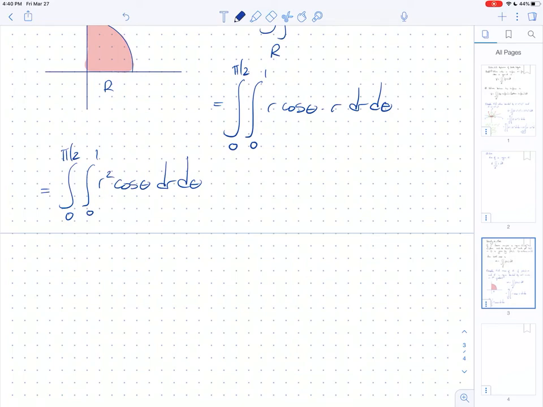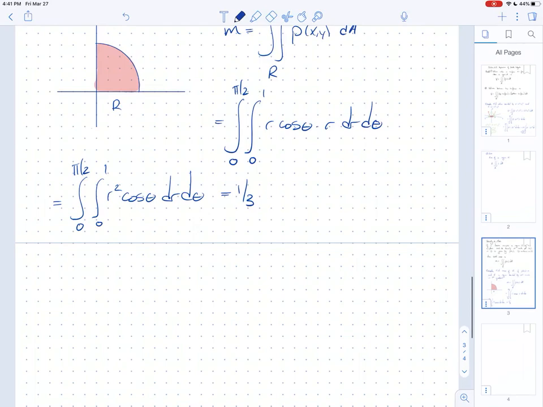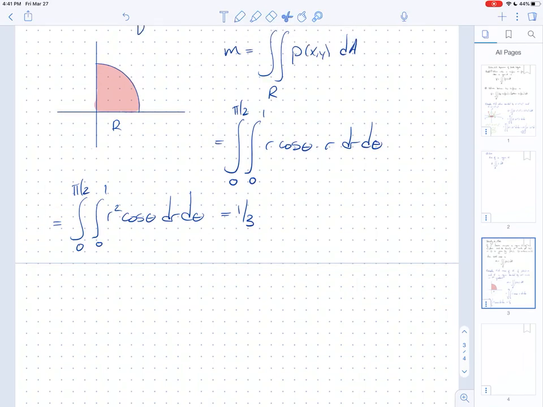You can actually separate this completely. The first integral is the integral from 0 to 1 of r squared dr. That's just going to be a third. And then the integral from 0 to pi halves of cosine theta is just going to give you 1. So the total mass here is a third. If you have any trouble following how I evaluated that, I highly encourage you to pause the video and work out the computations. I'm trying not to do heavy computations in the videos just to save time. So I'm going to stop this video, and then we'll pick it up.